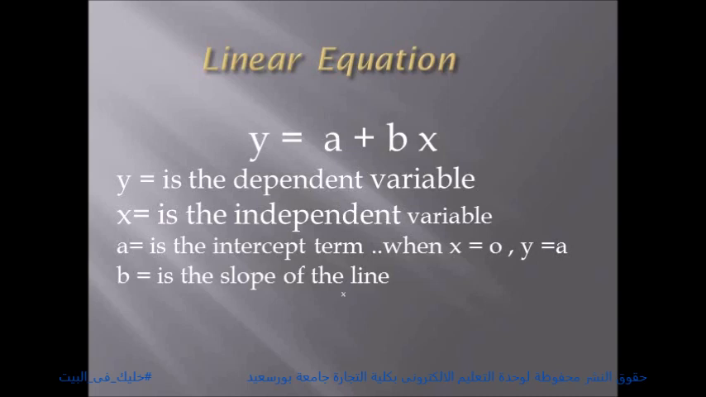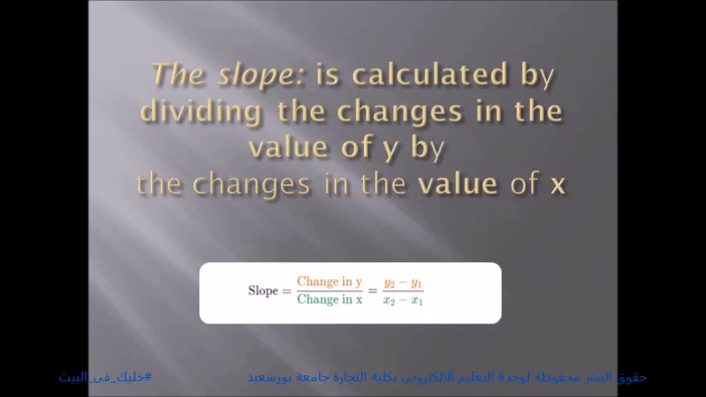Linear equation: y equals a plus bx, where y is the dependent variable, x is the independent variable, and a is the intercept term. When x equals 0, y equals a. b is the slope of the line. In order to solve any problem or exercise, we start with the value of the slope. How to get the slope?